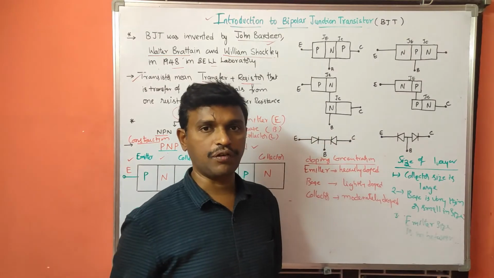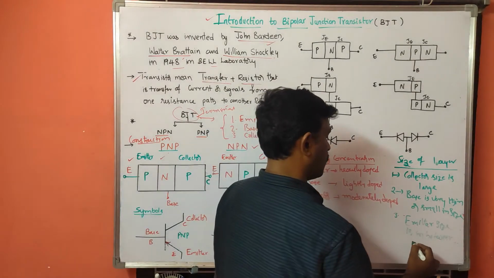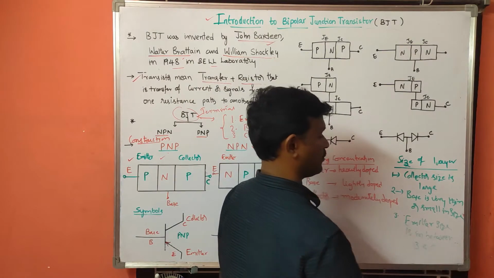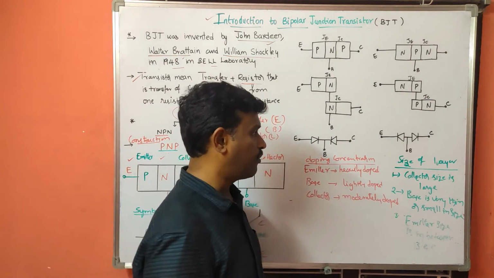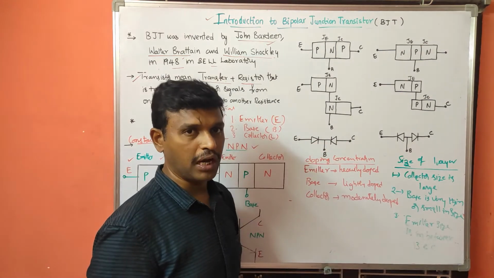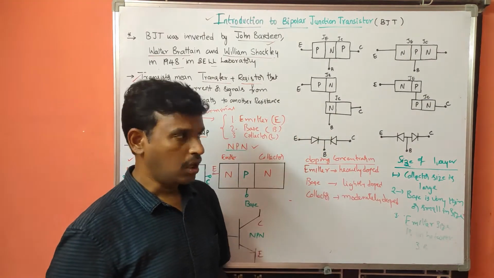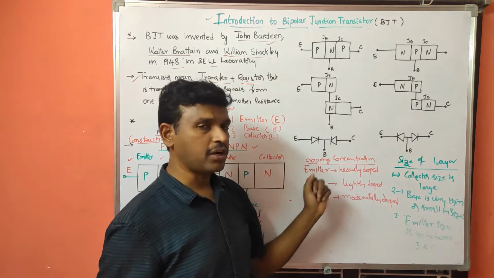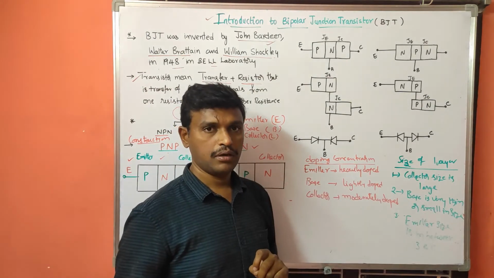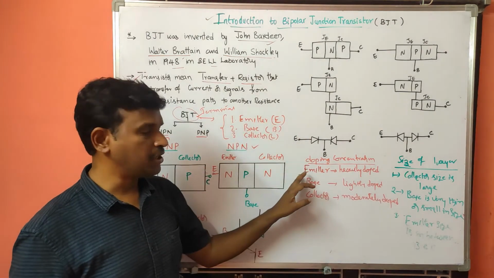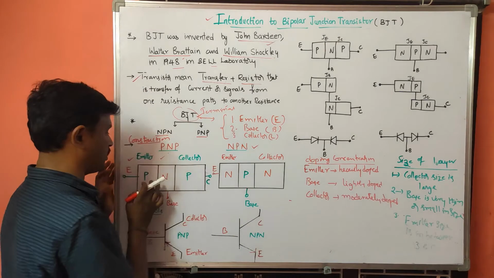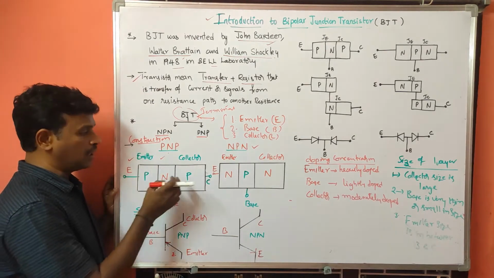Emitter size is in between the base and collector. So these are the sizes of our layers for an NPN transistor or PNP transistor. Now we have the doping concentration here, emitter. Then why is this first layer called the emitter and this one called the collector?